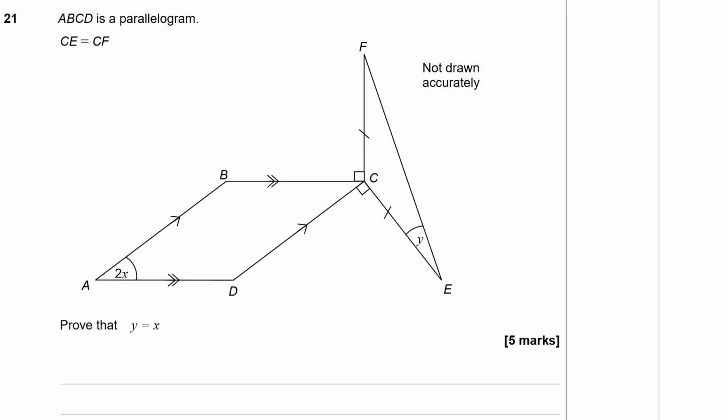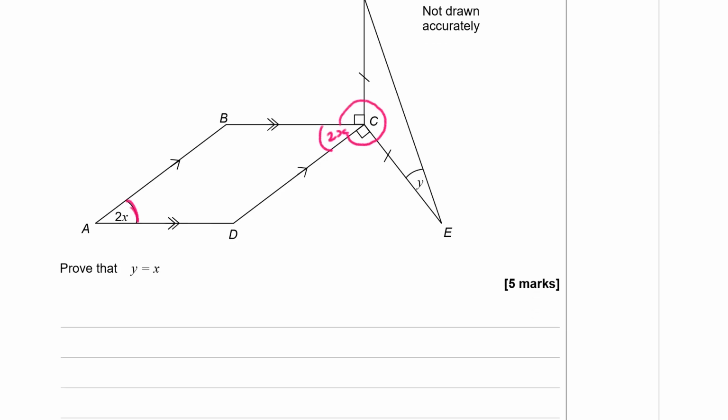Now, what we're going to do is start with this angle down here, the 2x. We know that opposite angles in a parallelogram are equal, so that one's going to be 2x as well. Then we can use angles at a point being equal to 360 to find that angle inside the isosceles triangle, and then we can work out what the tips of the isosceles triangle are. So that's my basic strategy. Okay, let's start writing that up.